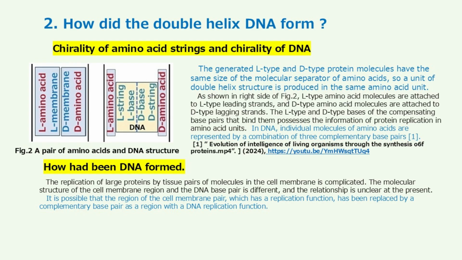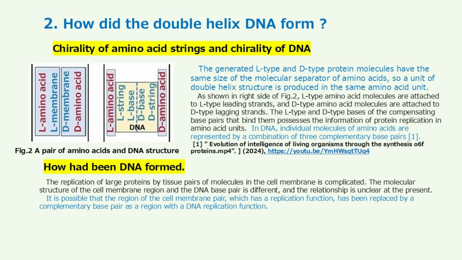As shown on the right side of Fig. 2, L-type amino acid molecules are attached to L-type leading strands, and D-type amino acid molecules are attached to D-type lagging strands. The L-type and D-type bases of the complementary base pairs that bind them possess the information of protein replication in amino acid units. In DNA, individual molecules of amino acids are represented by a combination of 3 complementary base pairs.